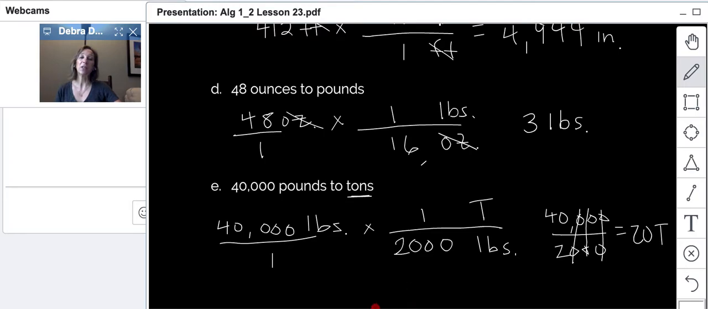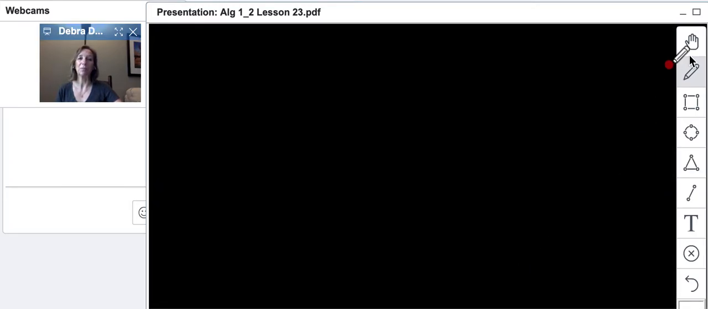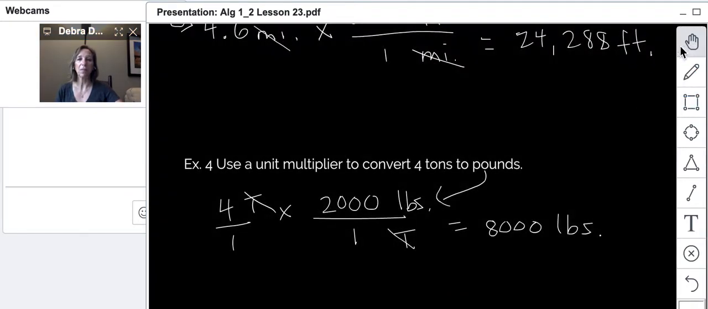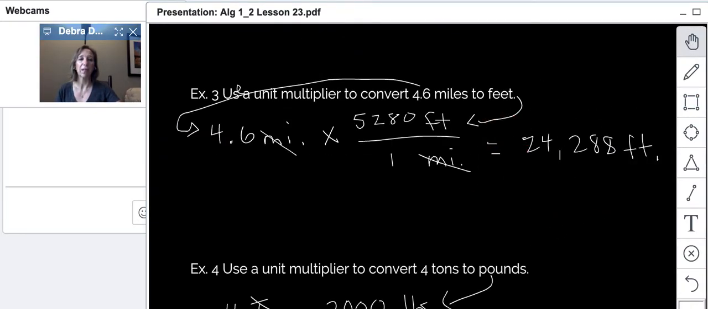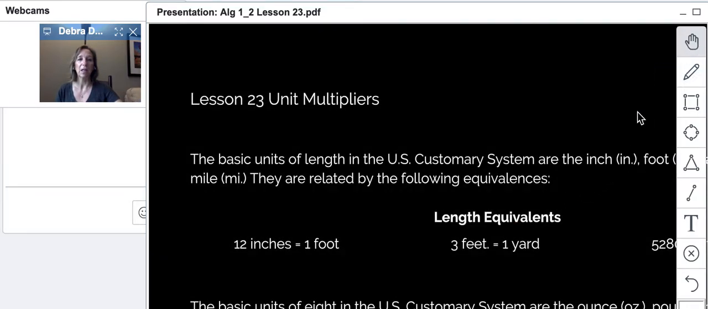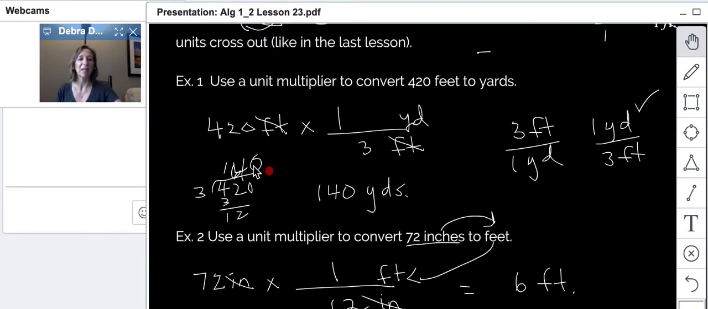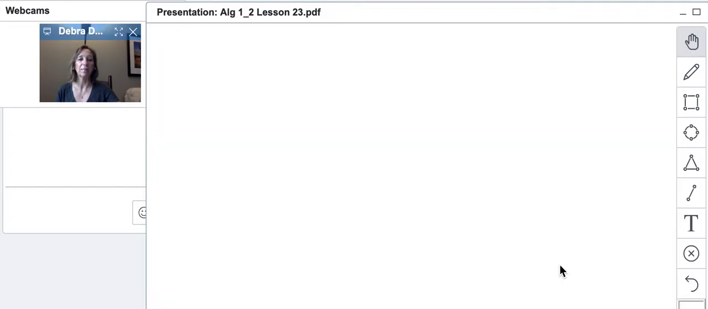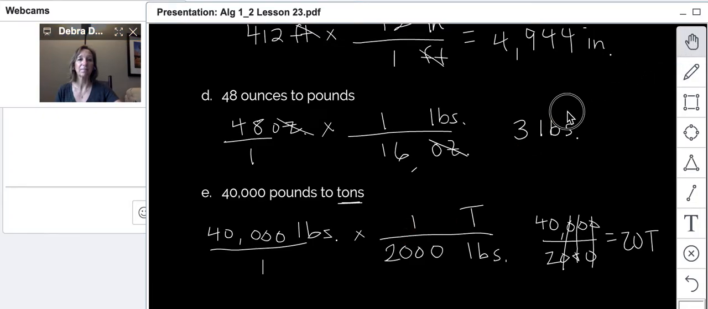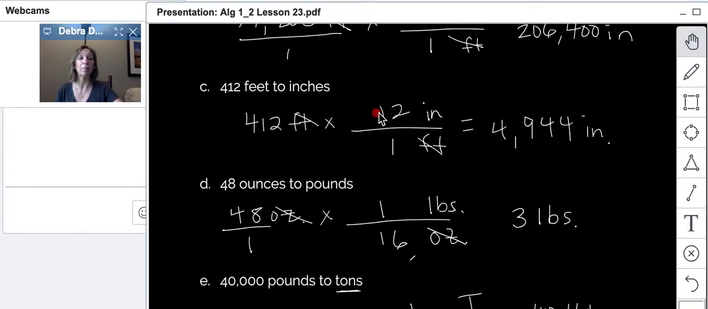All right, let's see what's on the next page. I'm not sure. Maybe nothing. Nope, that is it. So just a reminder, I feel like I might not have made this clear enough. If it's in the denominator, like this one, you're going to be dividing. If it's in the numerator, like one of these here, you're going to be multiplying.